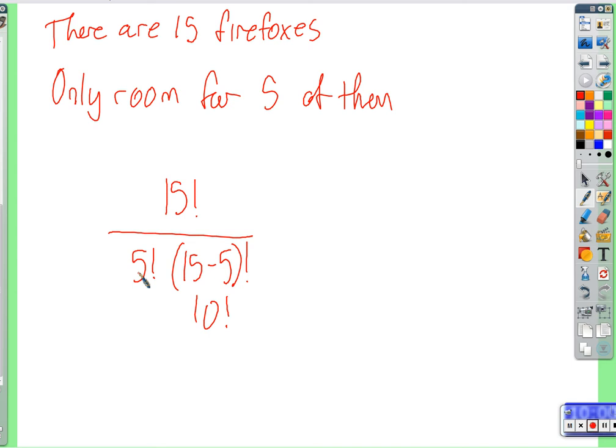So I like to do it that way. I don't want to count all of them, so I fix the problem that I have. I want to get rid of all those bottom ones. And then I fix the problem of having the order being counted. I don't want to count the order, I want to disregard the order. That's what that five factorial does.